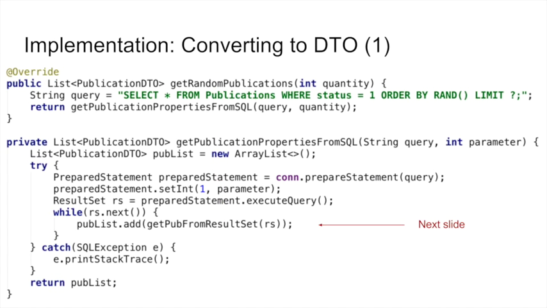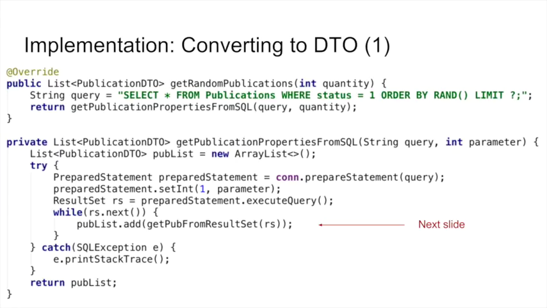So we're going to go through our implementation on converting to DTO. The implementation class of DAO is one which creates database queries and statements. It then converts the result from the database calls to DTOs. We see in this example how it works. The first method returns random publications to the controller. It takes a parameter determining the maximum amount of publications it should return.